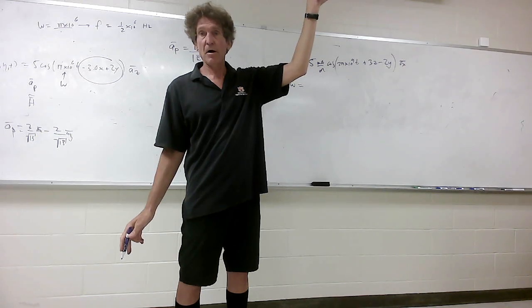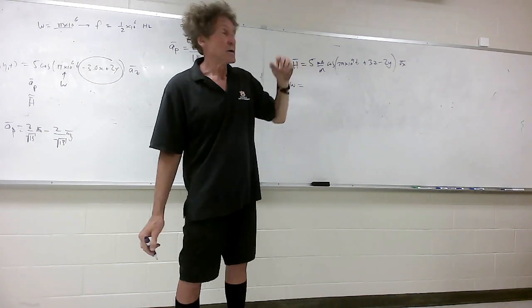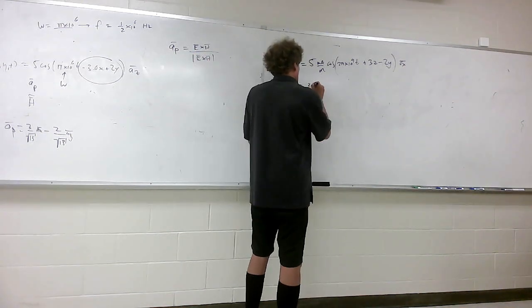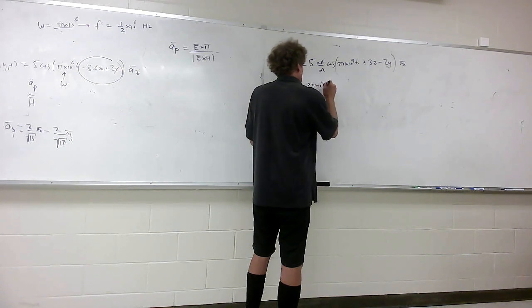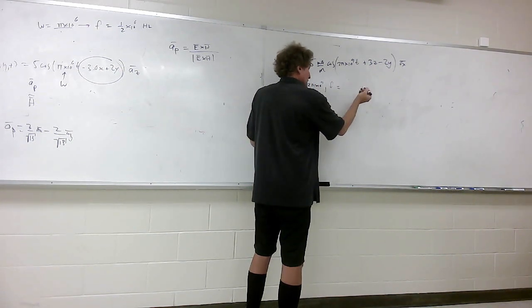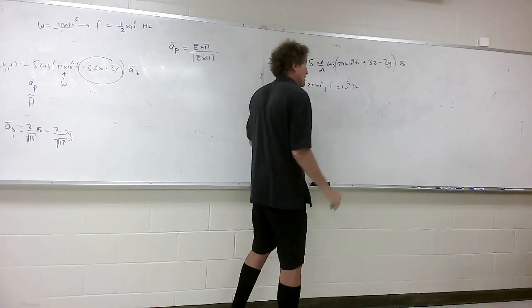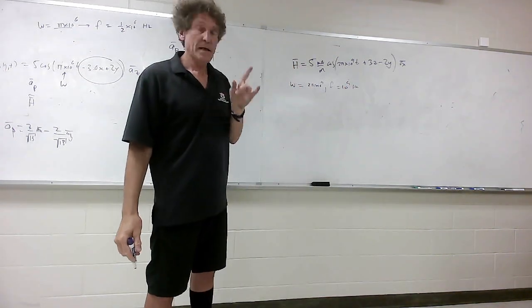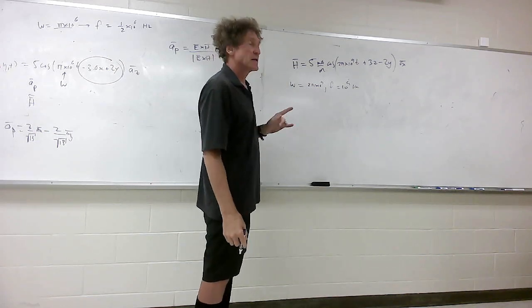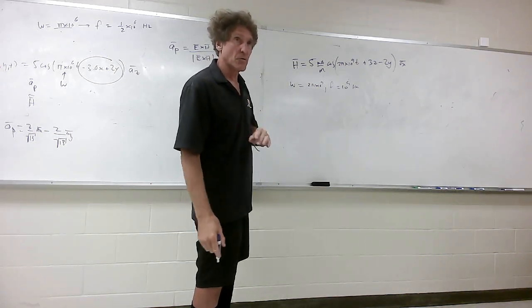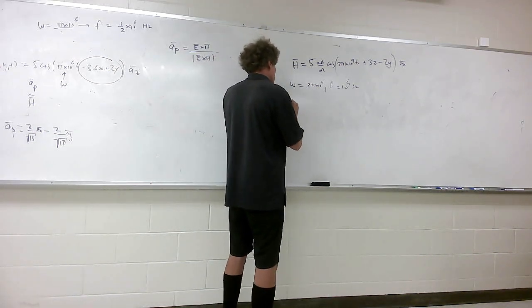Does everybody know? All right, what is it? 2 pi times 10 to the 9. Right. All right, 1 gigahertz, right? Next, I want you to take that and put it in the phasor form.